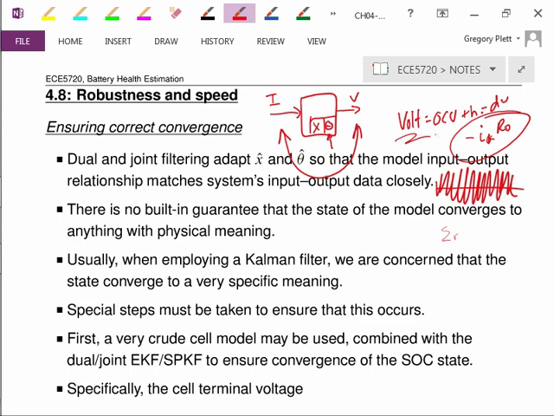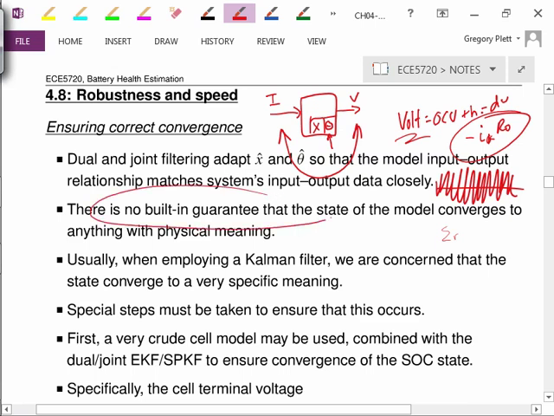So there's no built-in guarantee when you're using a joint or a dual filter that the state of the model converges to anything with physical meaning, and that is a big problem because we're relying on state of charge being state of charge and hysteresis being hysteresis and so forth. So we are concerned about this. We want a very specific meaning. So does this mean that we completely disqualify this method? Absolutely not. We just have to be very careful.